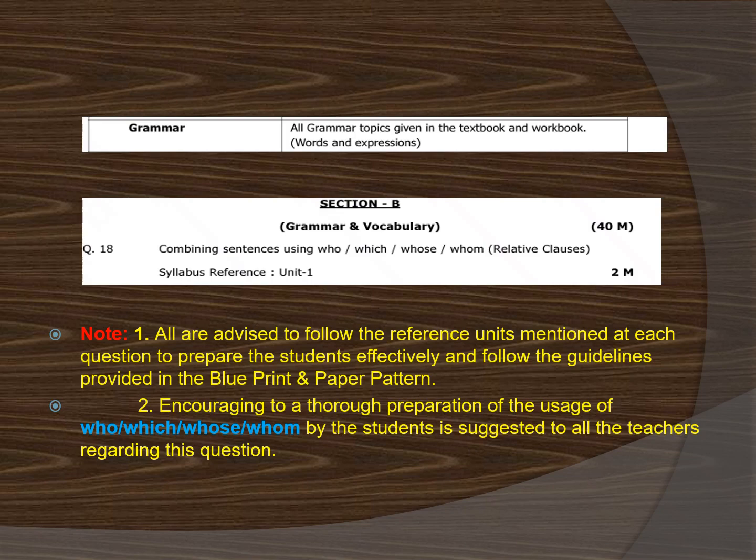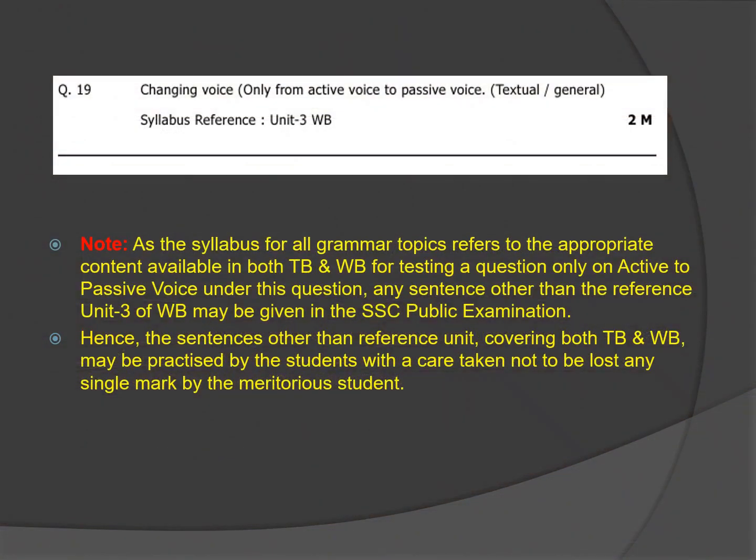Encouraging a thorough preparation of the usage of these linkers by the students is suggested to all teachers regarding this question. Coming to question number 19 on changing voice, only one question will be given, and that question is to be changed from active to passive voice. It will be either textual or general, and the syllabus reference for this will be Unit 3 of the workbook.